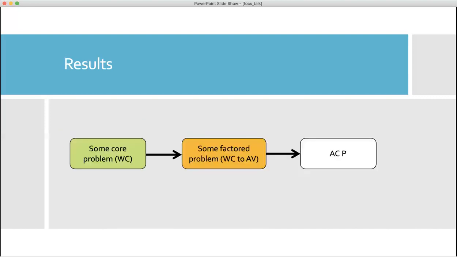So all our results are of this flavor, mostly. We start from some core problem, and its worst case, we reduce it to some factored problem. Then we use our self-reduction theorem, and we get to the average case for this factored problem. Then we reduce this factored problem to our target problem P, and so we get an average case hardness for our problem P.